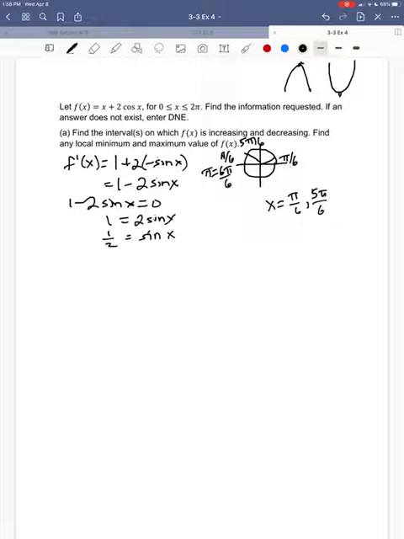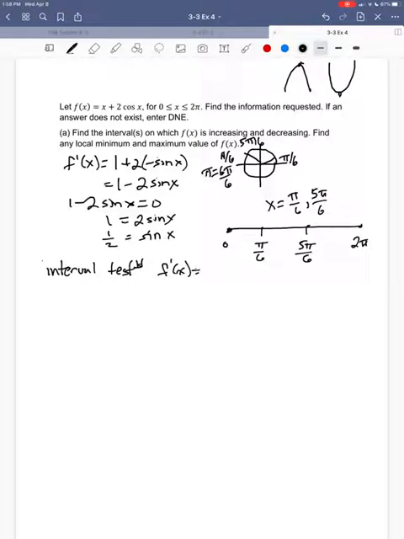Now, if I'm going to divide this into intervals to decide where it's positive or negative, then I'm starting at 0. We have pi over 6, we have 5 pi over 6, and at the very end over here, we would have 2 pi. So I get intervals around those points. So I'm going to look at an interval, I'm going to take a test number, and then I'm going to look at the derivative, which is 1 minus 2 sine x.